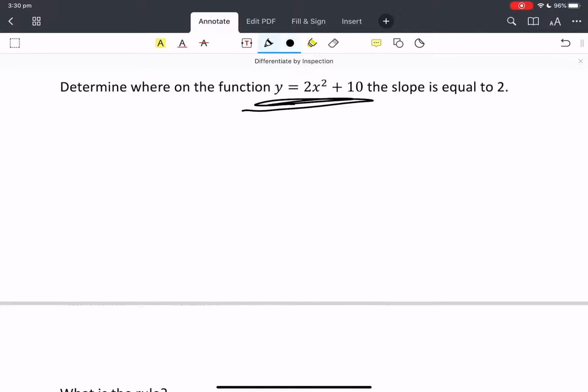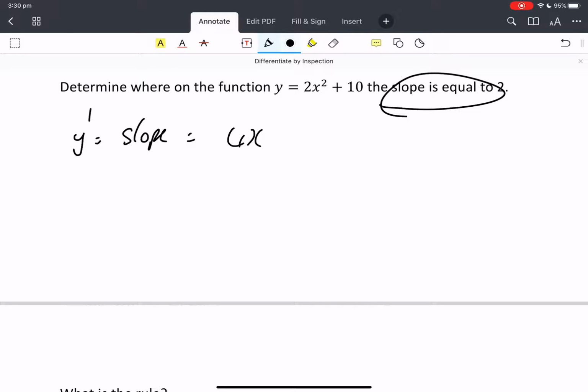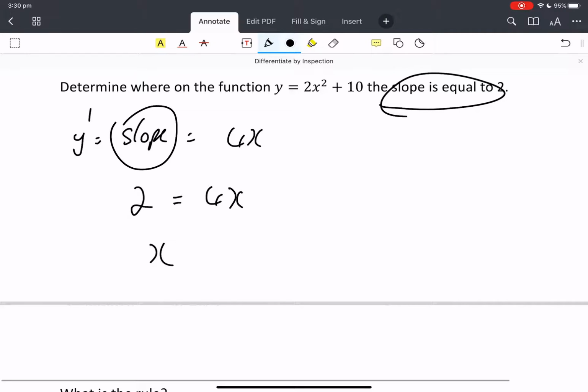Determine where on this function the slope is 2. So I need a gradient function. So y dash is the slope, which is going to be 4x plus 0, because that 10 will disappear. So I've got y dash equals 4x, and I've written the word slope there as well, because that's the gradient function, it's the slope, and I want the slope equal to 2. So I'm going to make that equal to 2 and work out where x needs to be to have a slope of 2. Well, that's x equals a half.